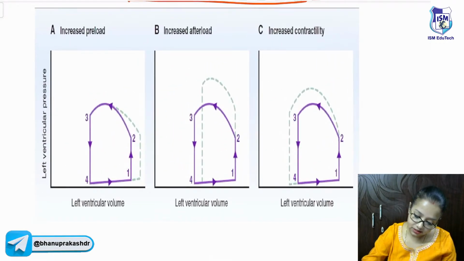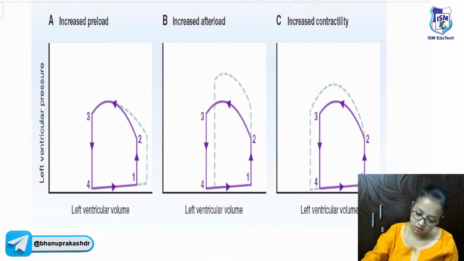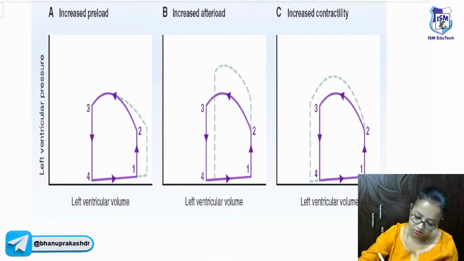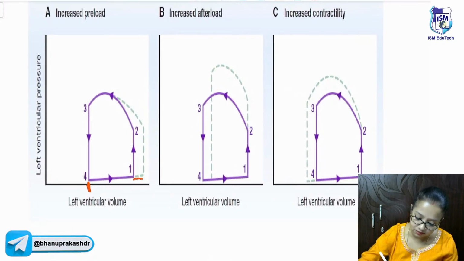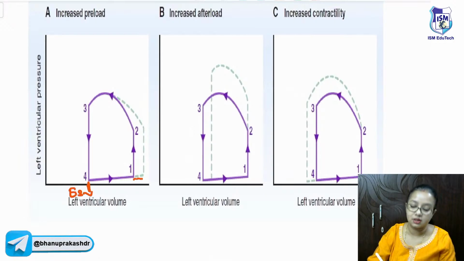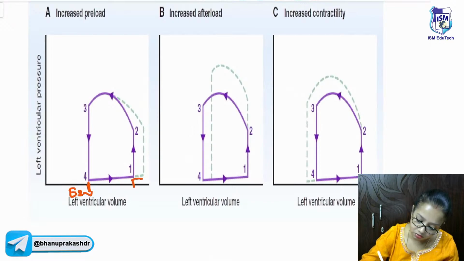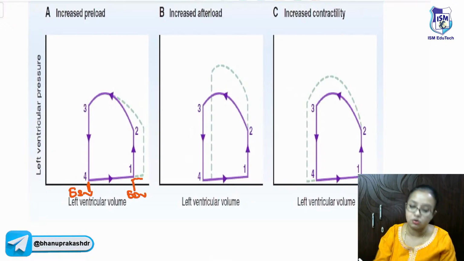First example is increased preload. So here you see this solid violet line, it is the normal condition, the normal loop, the parts that we studied. The dotted lines here are the abnormal extension, the deviation from the normal condition. So in increased preload, this 0.4 is our end systolic volume, the amount of blood that remains after the maximum ejection, like rapid ejection and slow ejection. And 0.1 is actually end diastolic volume.